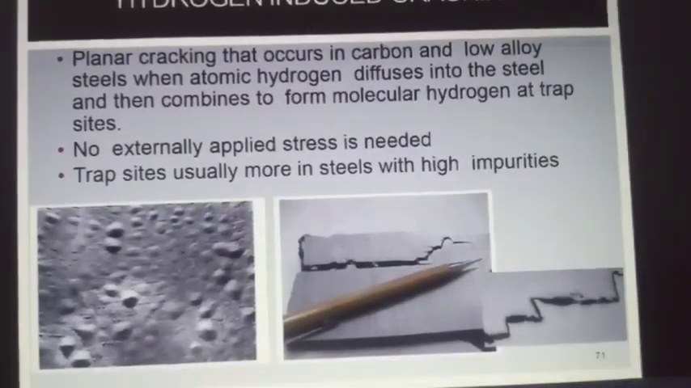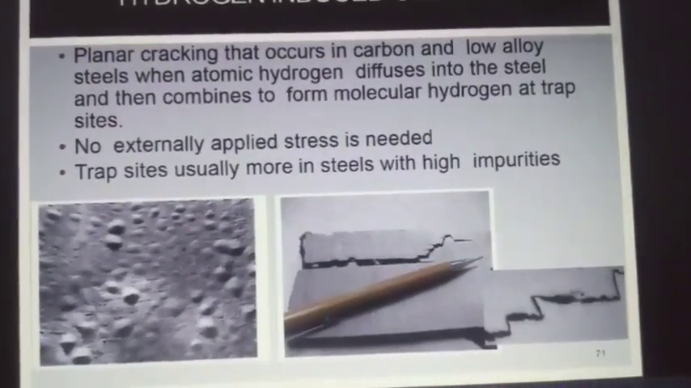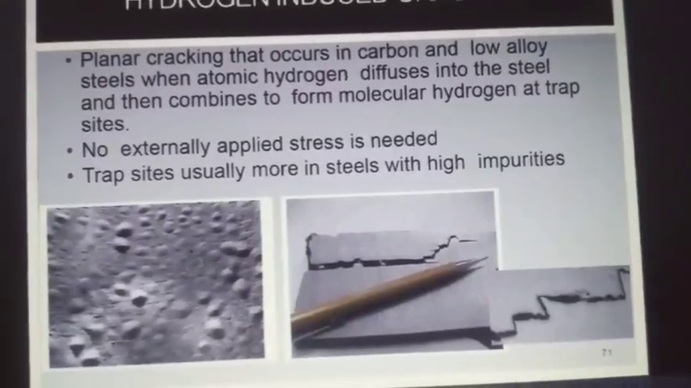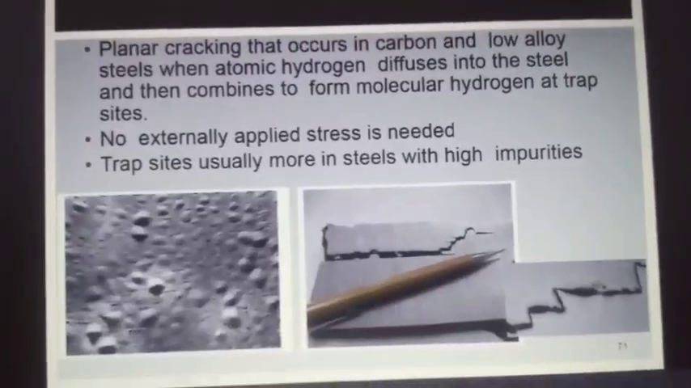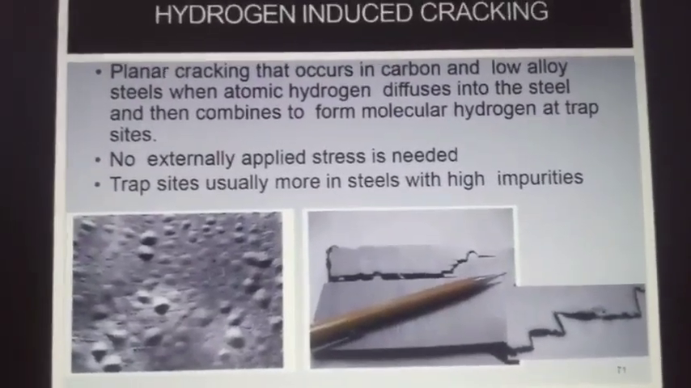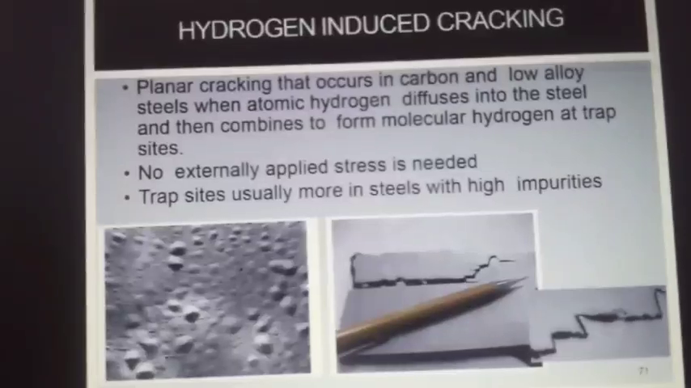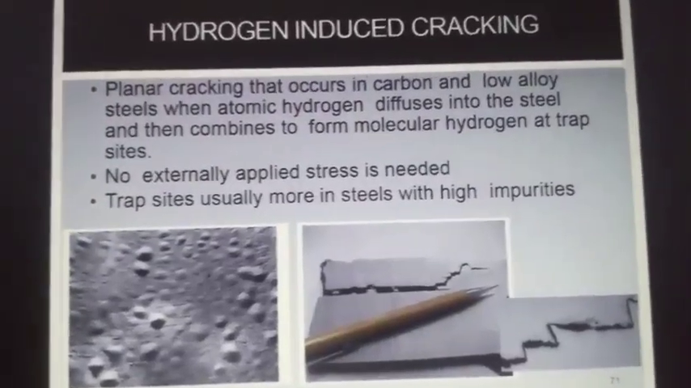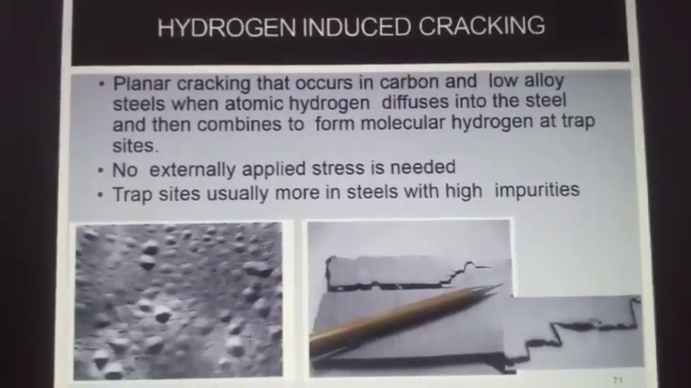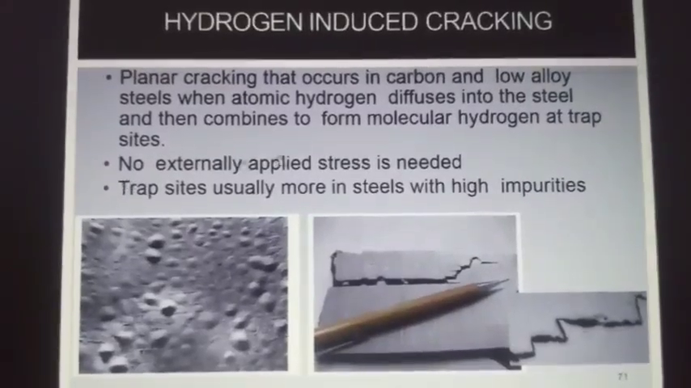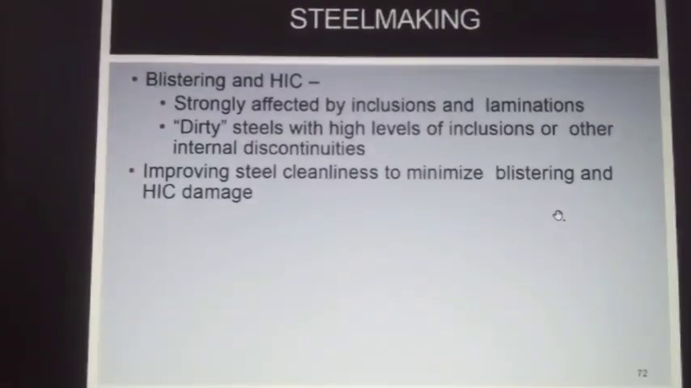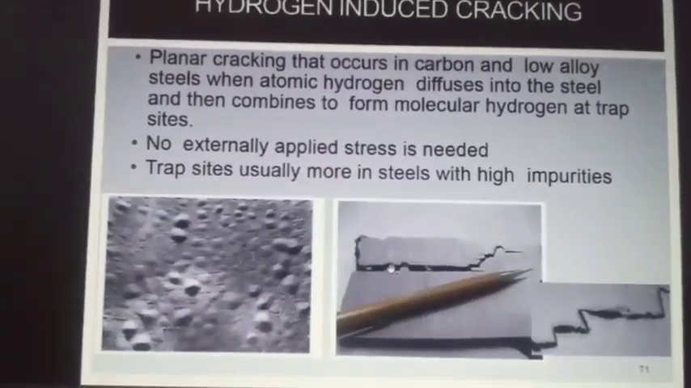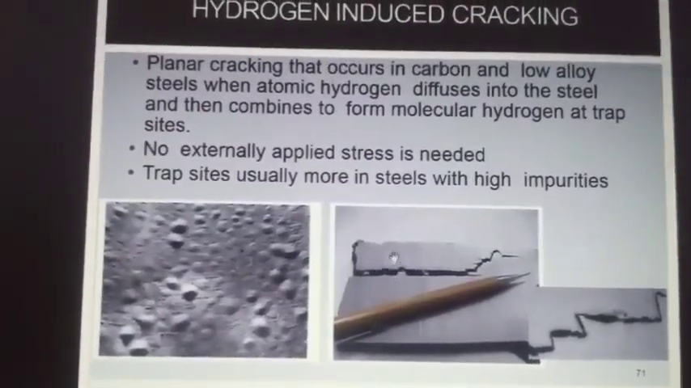Yes, this H2S is the poison. H2S is the recombination poison. The H2S is the problematic substance that makes it more conducive to cracking and damage. That's why for sour service we put this sort of restriction. If it is a non-sour service or if you remove H2S, then this problem is not there. So no externally applied stress is needed.